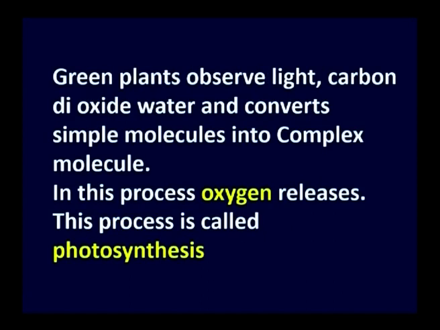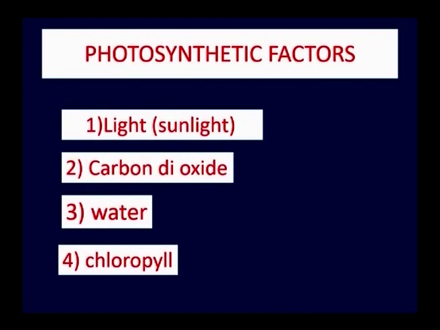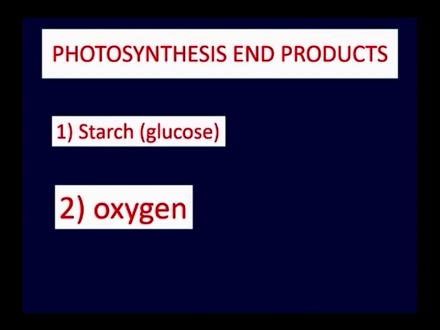Next point, by trapping solar energy and taking simpler molecules like light and carbon dioxide, the plant converts them into a complex molecule like glucose. In this process, oxygen is released. This process is called photosynthesis. What are the factors? Light, carbon dioxide, water and chlorophyll. The end products are starch and oxygen.